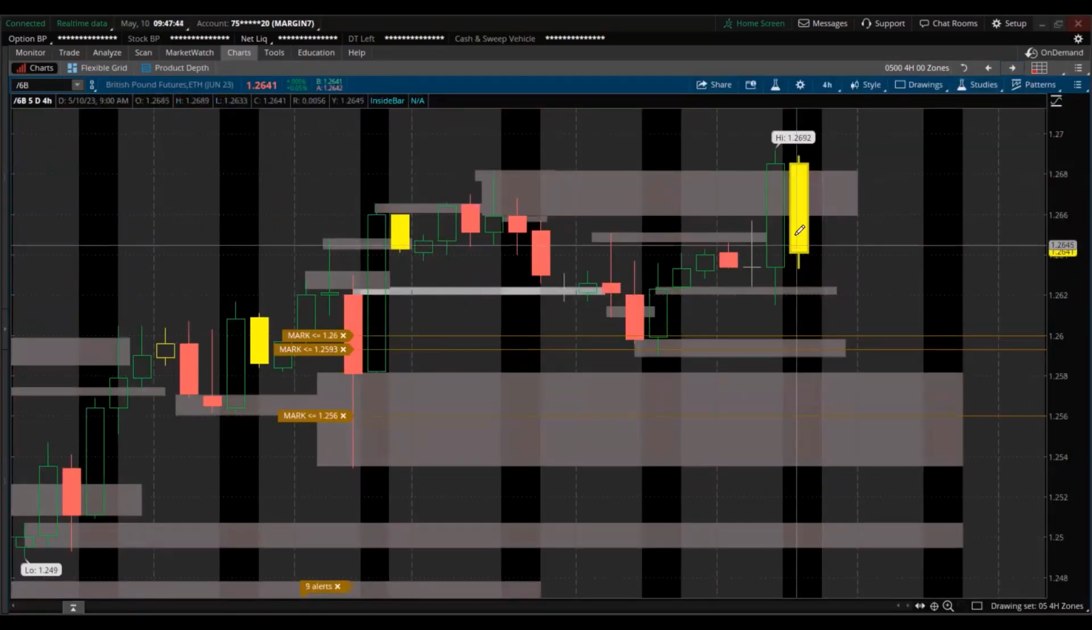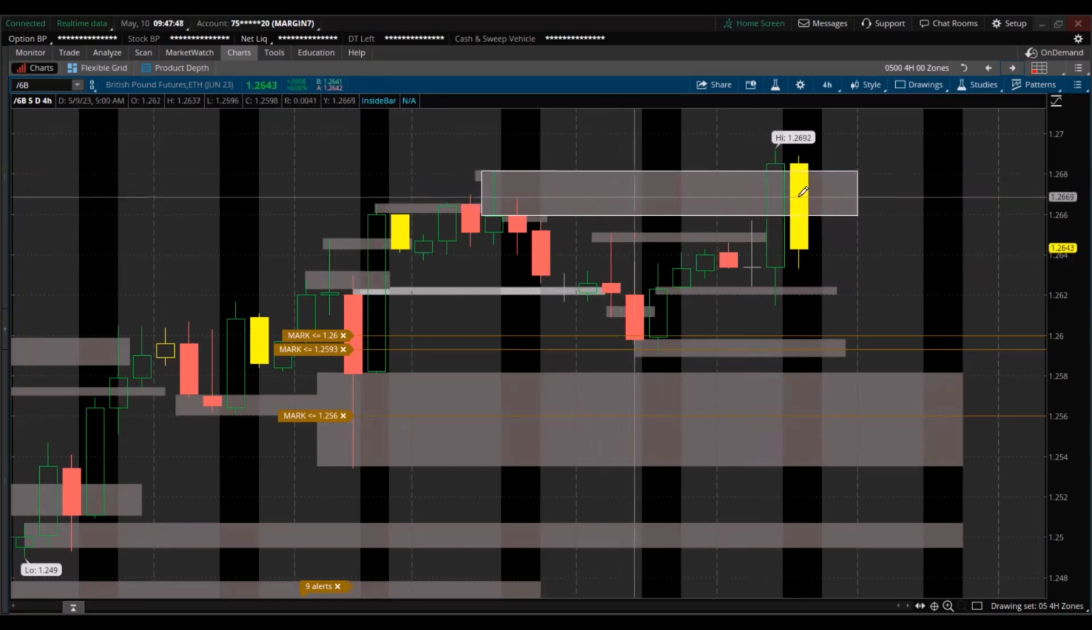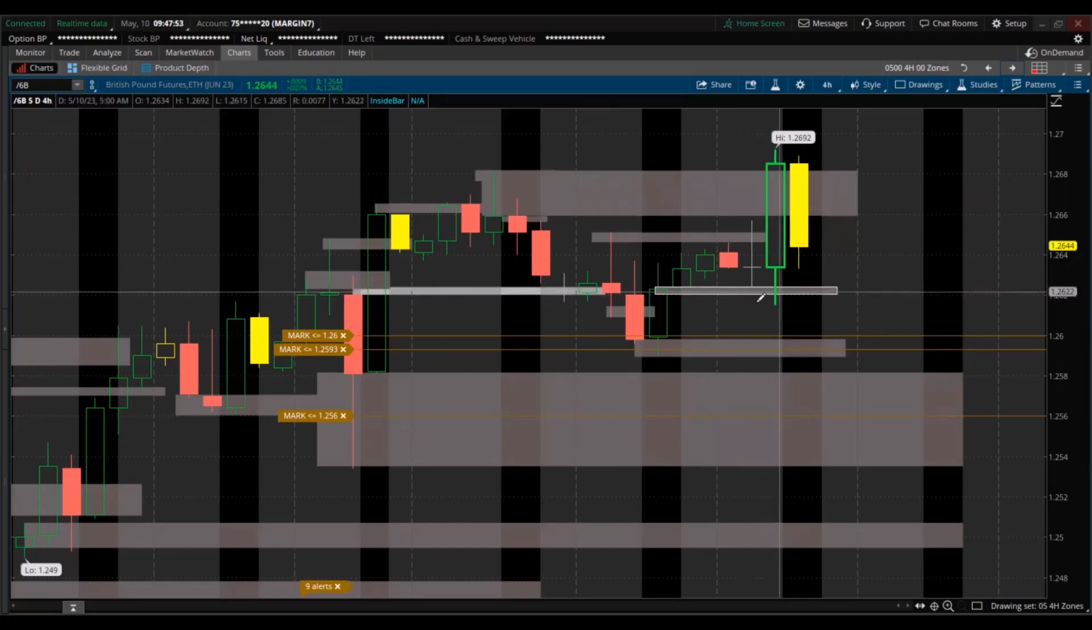British pound. Yep. New high for the week. Broke above this supply zone. Also tested this demand zone. Another good opportunity. And now we have what? We have the current 4-hour candle. It has to take out the higher low, so it may not have that follow through.